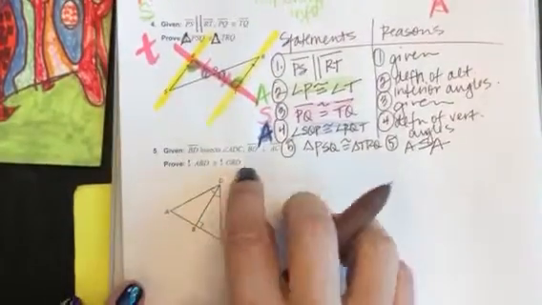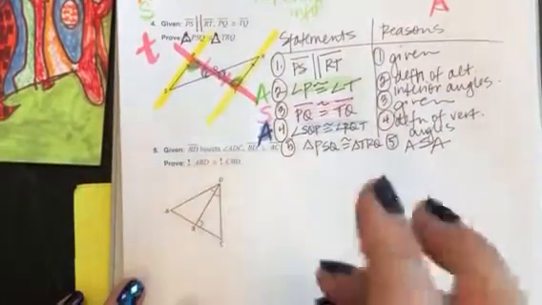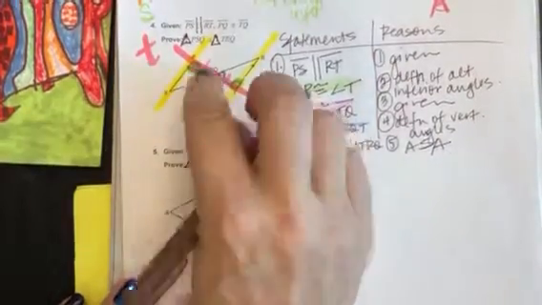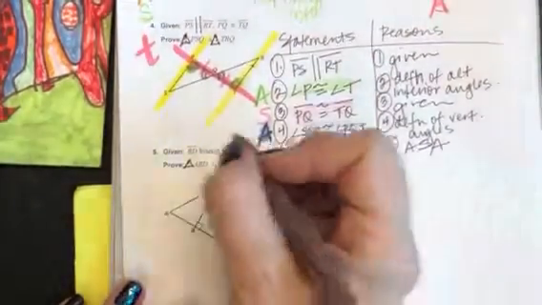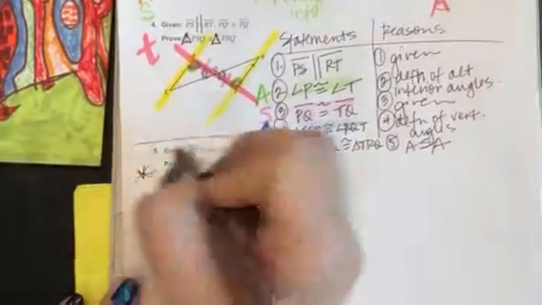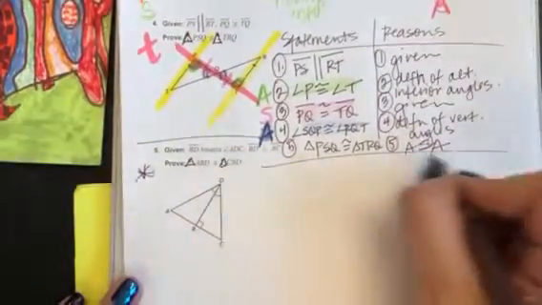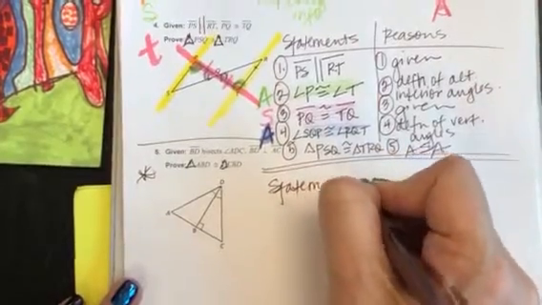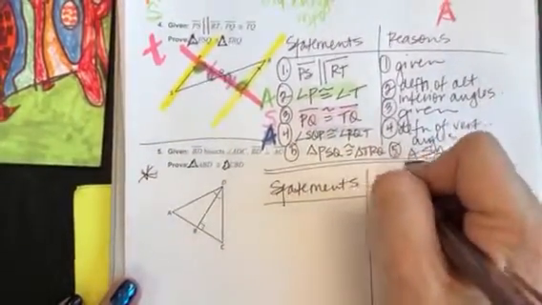Something with bisecting and right angles, like number 5, is more likely to appear on your test than the parallel lines. Hear what I'm saying here? Something like the bisector and right angle in 5 is more likely to appear on your test. For this one, statements and reasons.